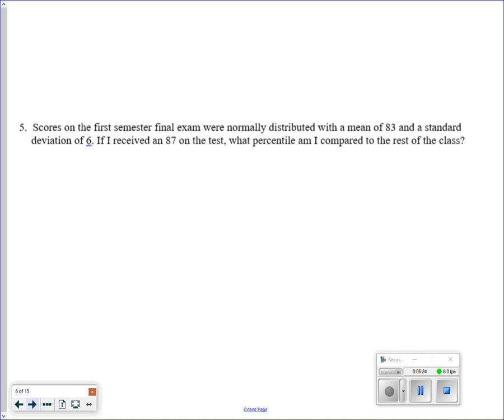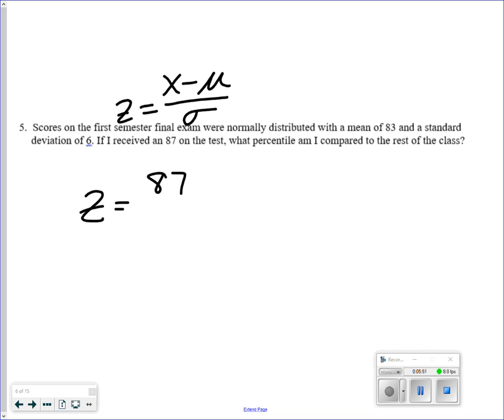Scores on the first semester final exam are normally distributed with an average score of 83 and a standard deviation of 6. If I received an 87 on the test, what percentile am I compared to the rest of the class? So now we're going to get a z-score. Again, the formula for z-score will be given to you. You take the score that you're looking for, 87, so x minus the average divided by the standard deviation. So that formula will be given to you.